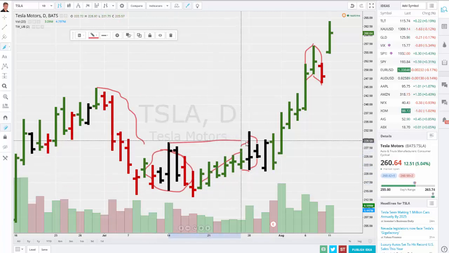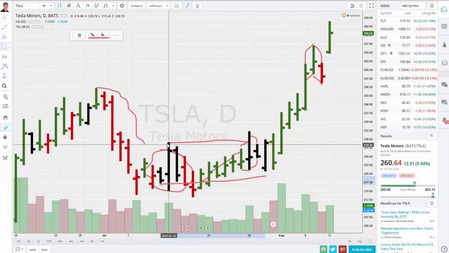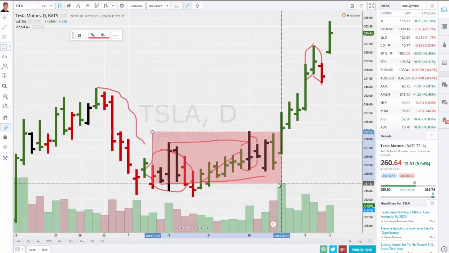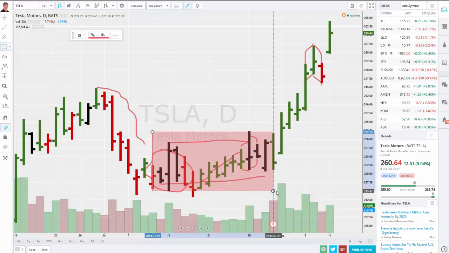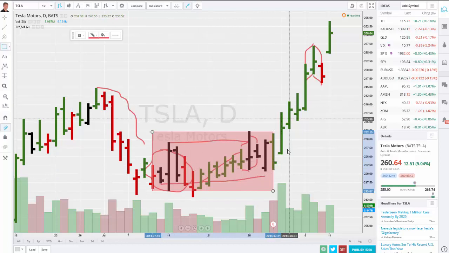Doesn't get it out of this range. But either way, this is an area of indecision. I'll just graph it with a big rectangle. This whole area is an area of indecision. We came down into it, we're holding. You come back out of it, and it becomes a big area of support.